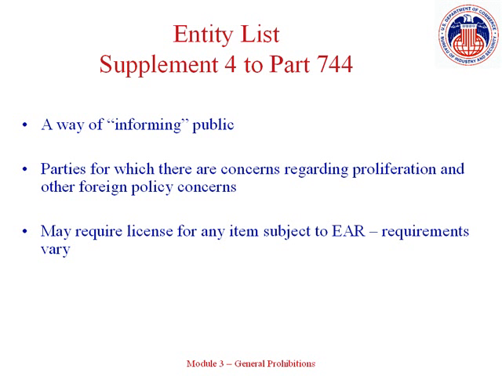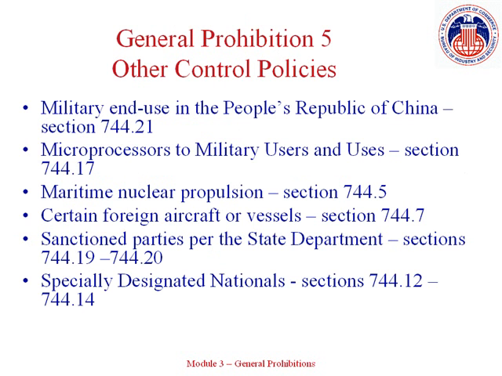If a party to a transaction is on the entity list, a license may be required. The entity list specifies what license requirements may apply to each listed party. These license requirements are in addition to any license requirements imposed on the transaction by other provisions of the regulations. Other knowledge-based licensing requirements include certain items destined for military end use in China, microprocessors for military end users and end uses in certain countries, certain maritime propulsion uses, foreign vessels or aircraft, certain sanctioned entities, and specially designated nationals.